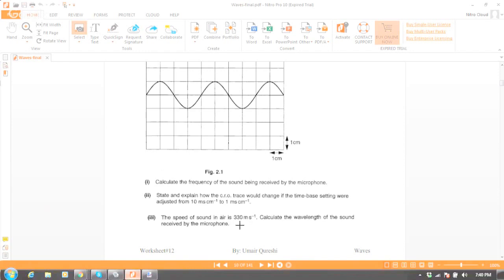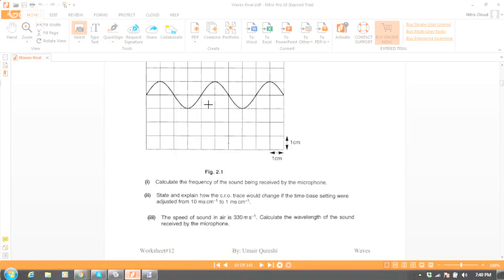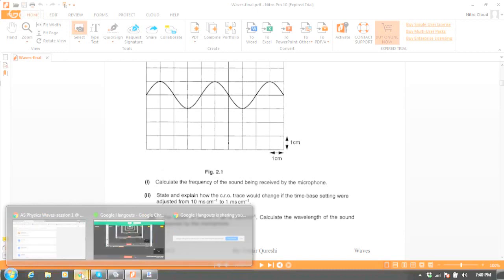So we have to find the wavelength. You have the speed. You know that one wave is formed in 1 millisecond per centimetre. So count the number of divisions, four divisions for one wave. Multiply by 4, so that is 4 milliseconds. If 4 milliseconds is the time period, you can find the frequency. And if you have the frequency, and the speed is already with you, you can find the wavelength.